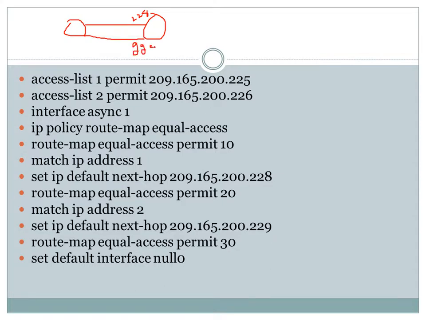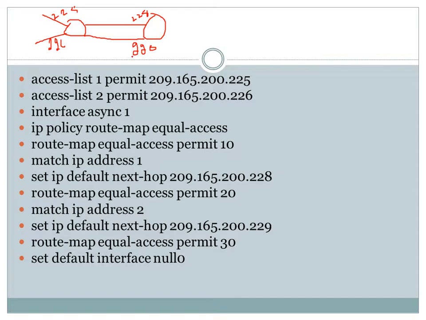Okay, and I say I have two networks here, host or network, whatever you think, no problem. Host or network, both of them. So this is 225 here, 225, and here we have 226. So again I say, whenever traffic is coming from 225, it will be directed to this side. Whenever traffic is coming from 226, it will be directed to here.